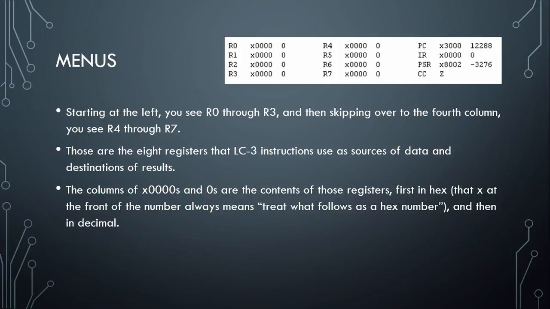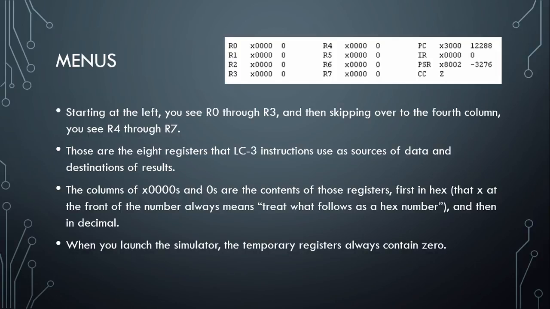You can see that first it was stored in hex, and the x in front of the numbers means it was treated as a hex number. That's what the little x means. And then it also is shown as decimal. So you can actually see what it is in hex and then what it is as a decimal. Now when you launch the simulator, you can see that these registers, when you first load it up, are always set to 0.